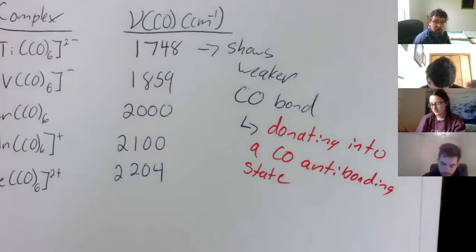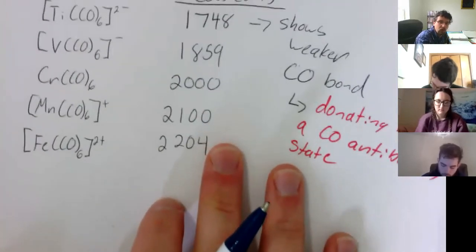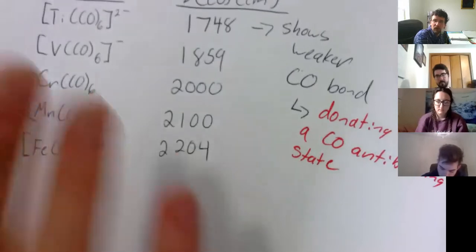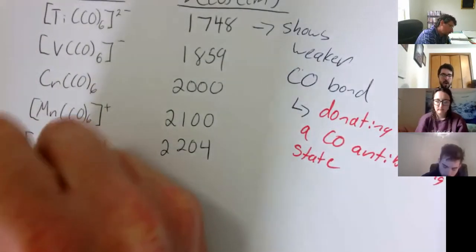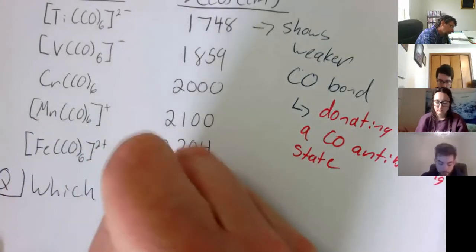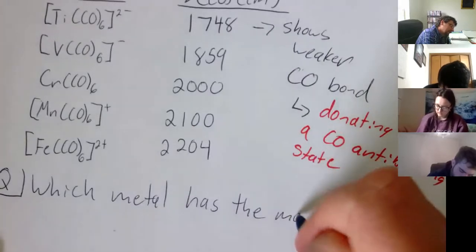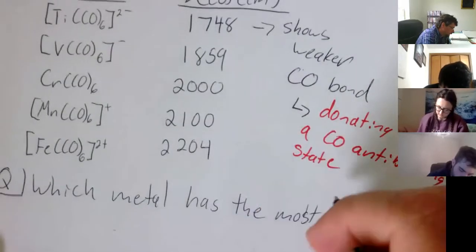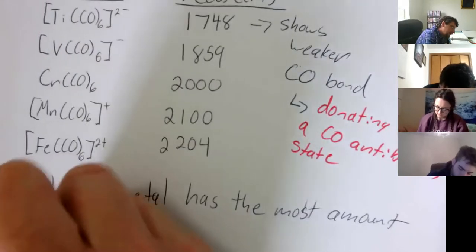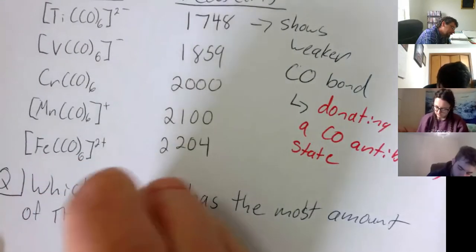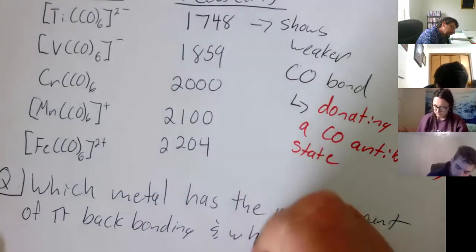Okay, so now let's ask the question. I'm going to move this up, but you'll want to look at this while we do that. Question: which metal has the most amount of pi back bonding? And which has the least?